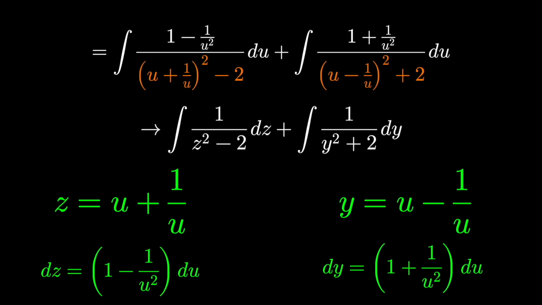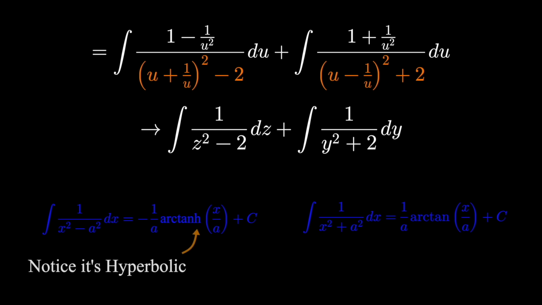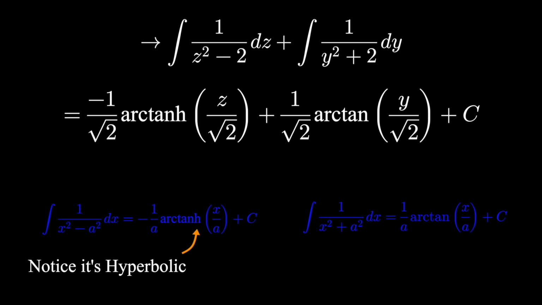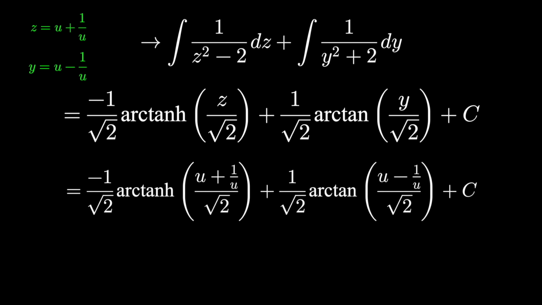How do we compute these antiderivatives? Well, these are actually direct formulas to get the inverse tangent functions. So we end up with minus 1 over root 2 arctan of z over root 2 plus 1 over root 2 arctan of y over root 2 plus some constant c, of course. But we knew what z was. z was u plus 1 over u. And we also knew what y was. y was u minus 1 over u.